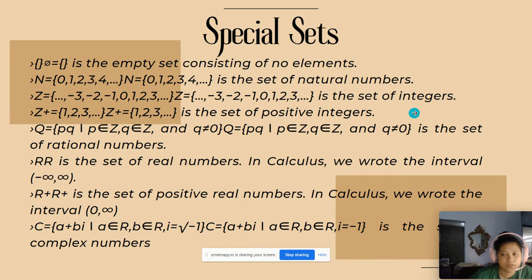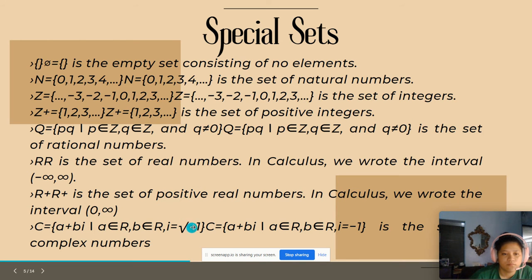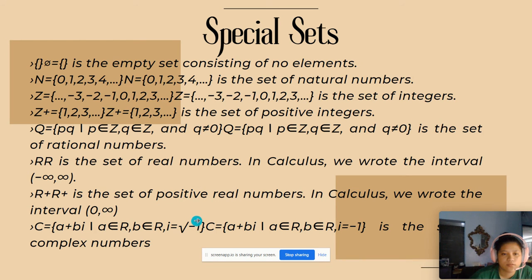The next one is the set of rational numbers, which is p over q where p is an element of Z and q is an element of Z. The next one is the set of real numbers. In calculus, we write the interval from negative infinity to infinity. The next one is the set of positive real numbers. In calculus, we write the interval from 0 to infinity.